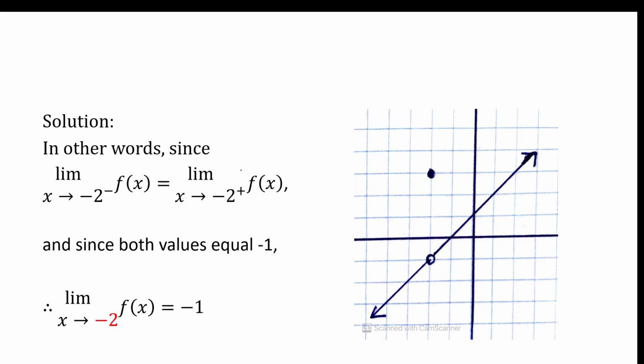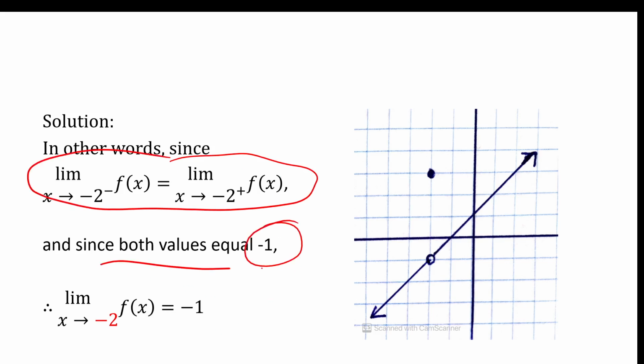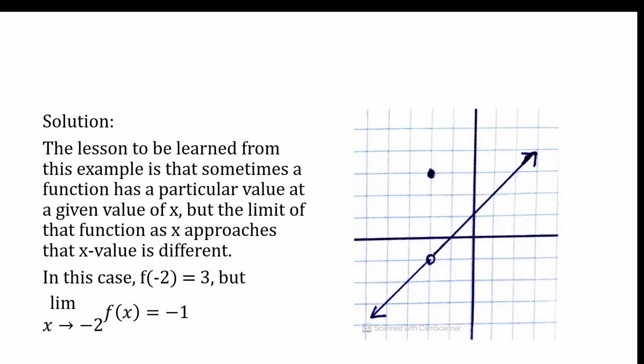They equal each other, as shown here, the limit from the left and the limit from the right, and they both equal -1. So therefore, we can make this grand statement here. Now, the lesson to be learned from this example is that sometimes a particular function has a particular value at a given value of x, but oddly enough, the limit of that function as x approaches that x value is different. So in this case, f of -2 is definitely 3, but the limit as x goes to -2 of f of x is equal to -1.